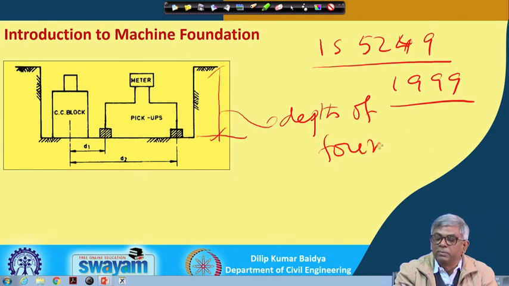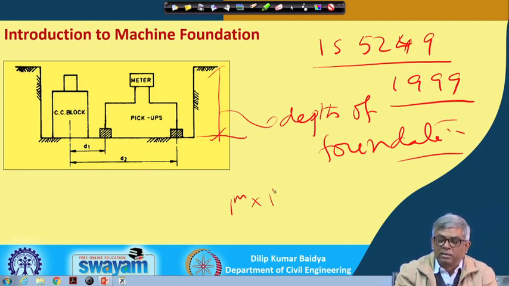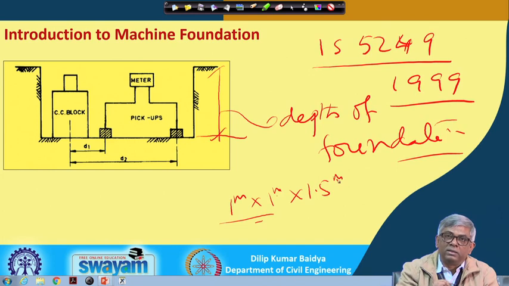How deep should it be? If the depth of foundation recommended is 2 meters, then you have to make the pit 2 meters deep, and the appropriate size is also mentioned. You have to make a block of 1 meter by 1 meter by 1.5 meters, that means a 1 by 1 cross section and 1.5 meter height, and if the soil is stiffer, then the size can be made smaller. So, that recommendation is also there.